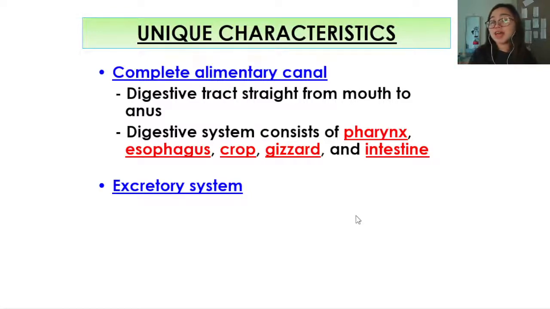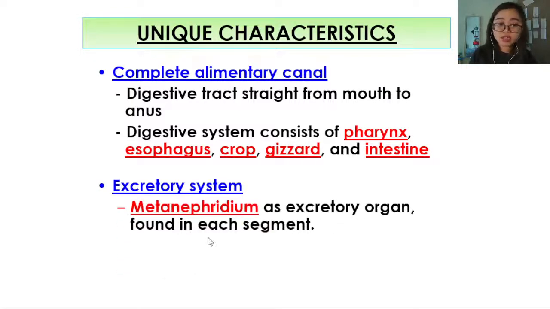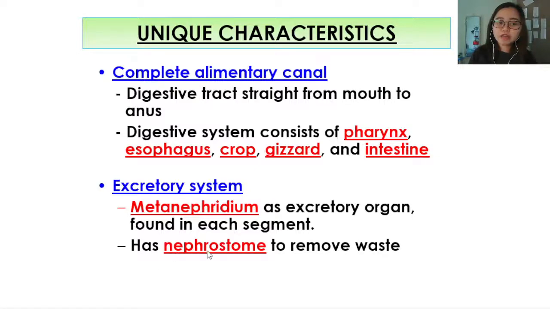They also have an excretory system, so worms can excrete. They have metanephridium as an excretory organ that is found in each segment. So dia bukan macam manusia yang dia ada buah pinggang, tapi dia ada organ yang menjalankan fungsi yang sama, okay, untuk filter waste. Organ ini digelar sebagai metanephridium. And it has a nephrostome to remove waste. That means it has a hole for it to pee. The metanephridium is going to collect the waste. The nephrostome is to remove the waste. Ada lubang untuk dia buang air.